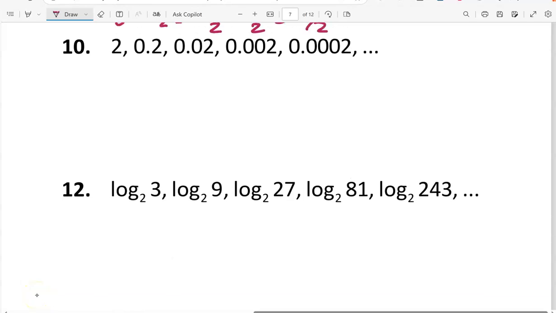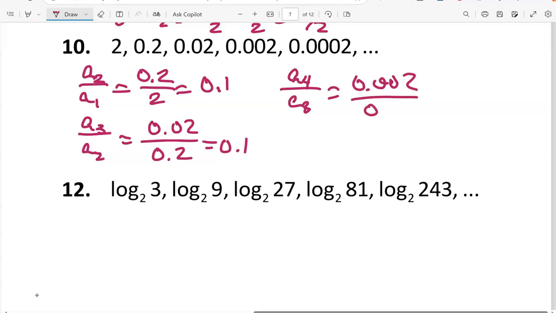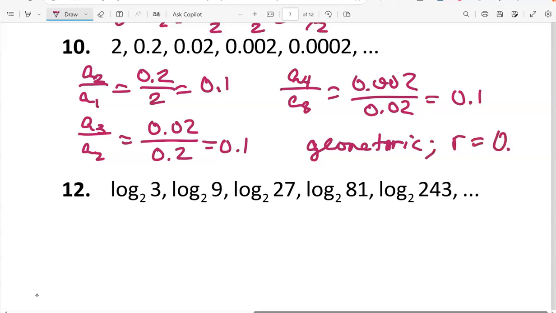In number 10, 2, 0.2, 0.02, 0.002, this is a geometric sequence, and here's how I know that. A sub 2 divided by a sub 1 is 0.2 divided by 2, which is 0.1. A sub 3 divided by a sub 2 is 0.02 divided by 0.2, which is also 0.1. And a sub 4 divided by a sub 3 is 0.002 divided by 0.02, which is also 0.1. So this is a geometric sequence with an R value of 0.1.